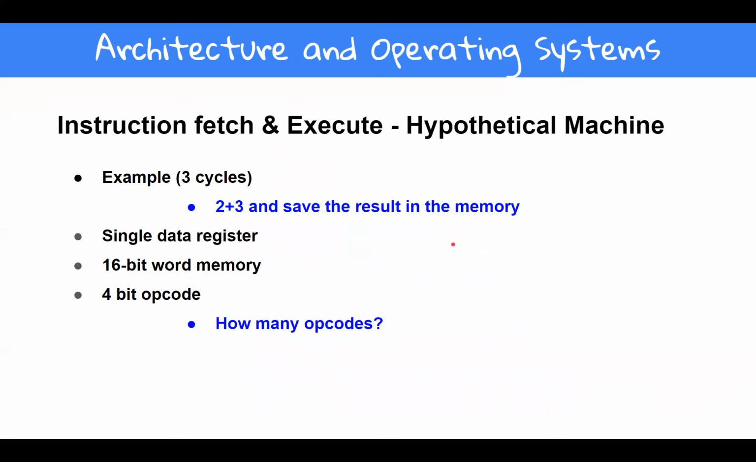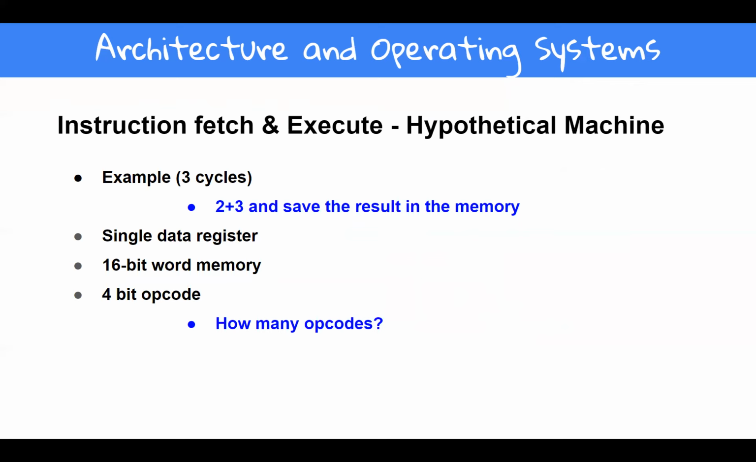So let's see how it works. Instruction fetch and execute. Look, guys, this is a hypothetical machine that I'm going to explain to you, and I'm giving an example. This is just to show what happens. Definitely in our machines these days, the way it is performed and executed is totally different, but the fundamentals are the same. The architecture is the same. So this is the hypothetical machine.